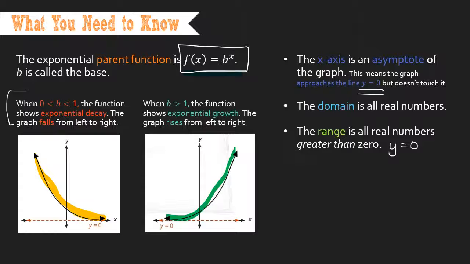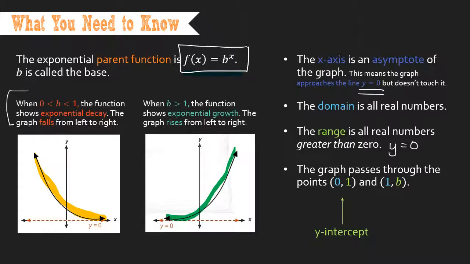Now, we'll look at some examples where this is different. We don't have a parent function and my asymptote is different. That's going to change the range. This graph passes through the points (0, 1), which is my y-intercept, and then (1, b). Whatever your base value is, the graph is going to pass through that point as well. Again, this is true when we're just looking at the parent function of the exponential.